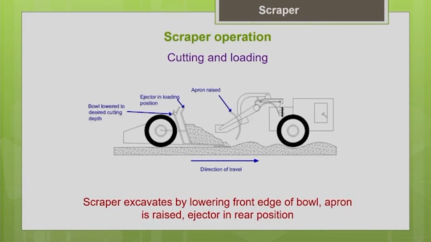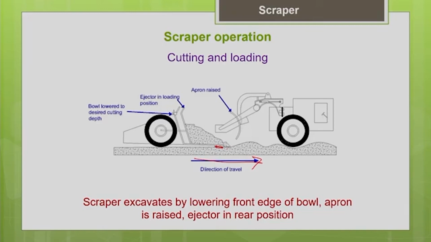Now let us see the basic operation of the scraper. First of all, we should know what are all the operating parts of the scraper. The scraper has a bowl. So this is the bowl of the scraper. At the front bottom end of the bowl, this is the direction of travel, you have the cutting edge, across the width of the bowl.